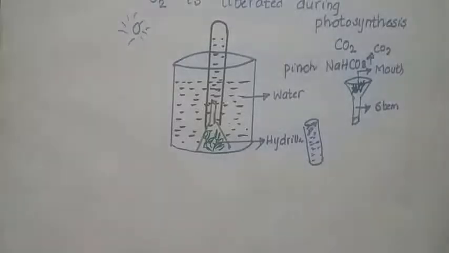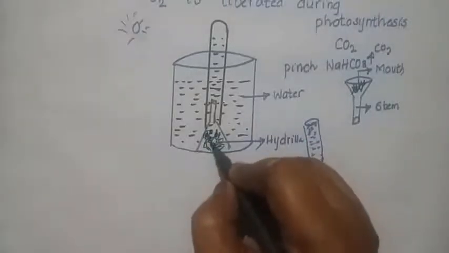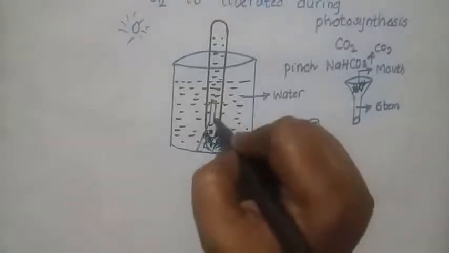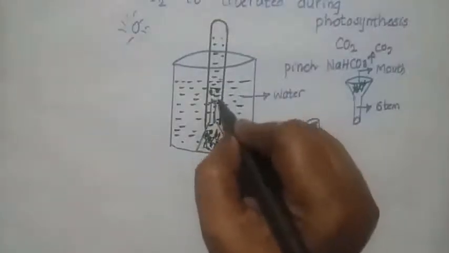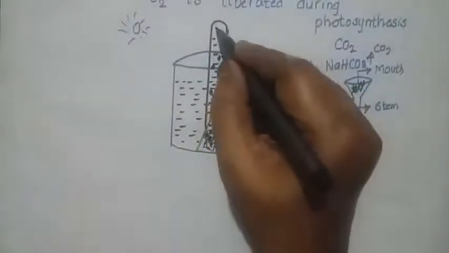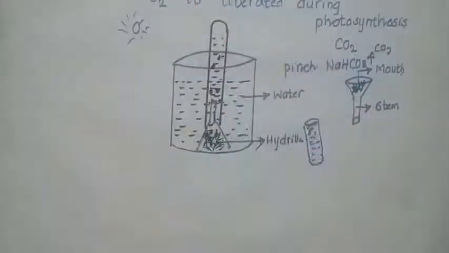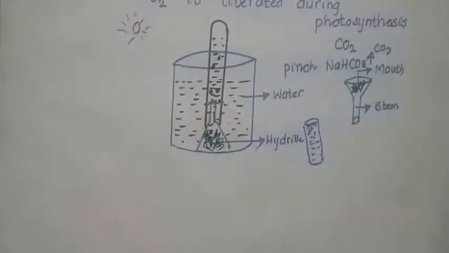So when we add the pinch of sodium bicarbonate to the beaker containing water, that chemical will liberate a lot of carbon dioxide, which is a source for the hydrilla plant to carry out photosynthesis. So after some time, we find that bubbles of gas start collecting on the surface of hydrilla, start escaping through the stem of the funnel, and finally start occupying the space in the test tube by pushing the water downward. So you can say that there is a downward displacement of water after some time.